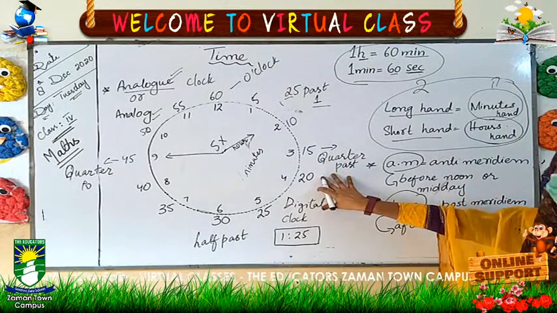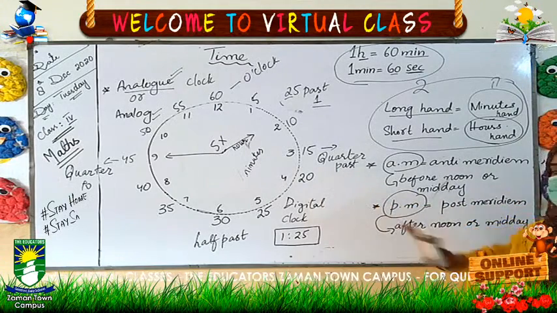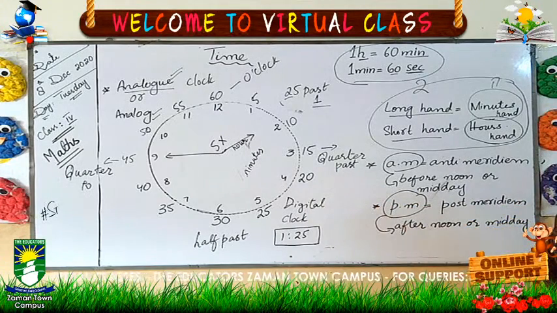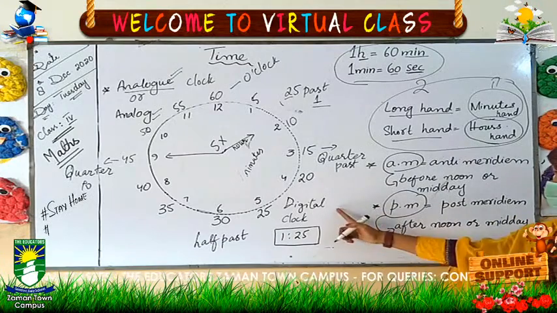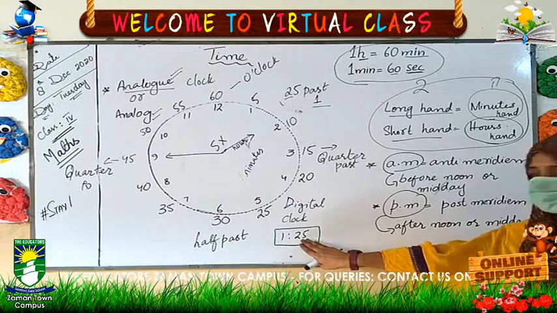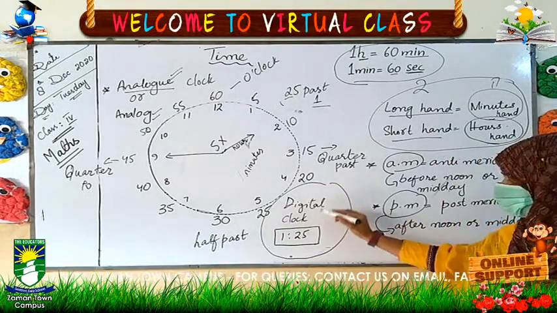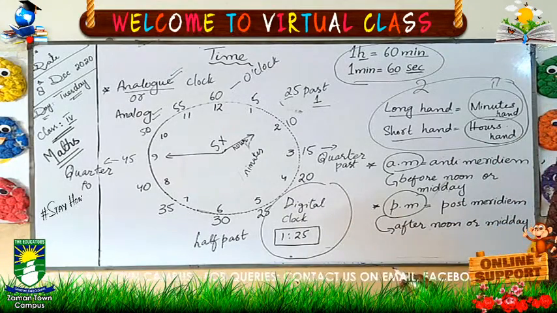That is your analog clock, which I have taught you about. And we have another type of clock which is very simple. That is the digital clock. It always shows only the digits. Okay, this is your digital clock. It shows only digits.